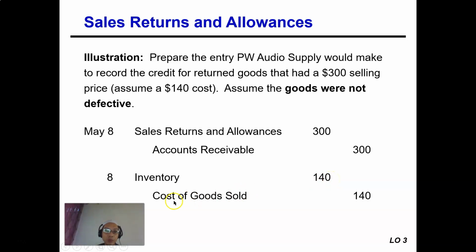But then we need to reduce our cost of goods sold. Why? Because remember, every time we make a sale, we need to match that with our expense, and cost of goods sold is an expense to sale. But now, because we have a sales return, there is a reduction in our sale. Therefore, our expense also needs to be reduced. So we reduce our cost of goods sold by 140.